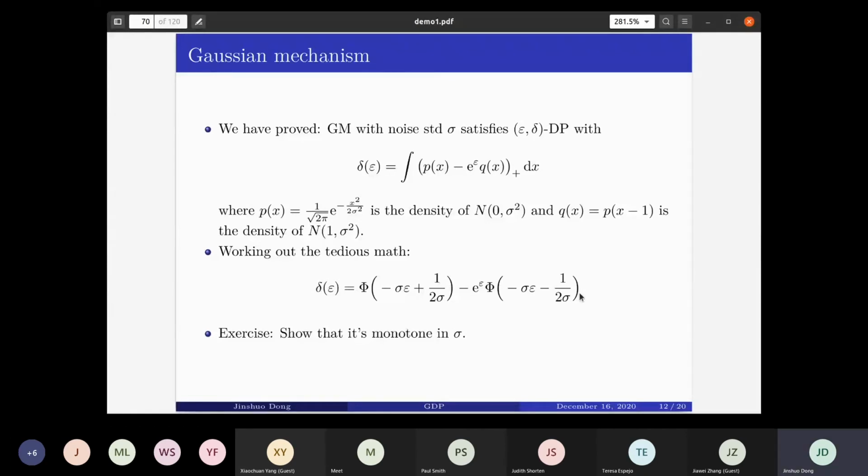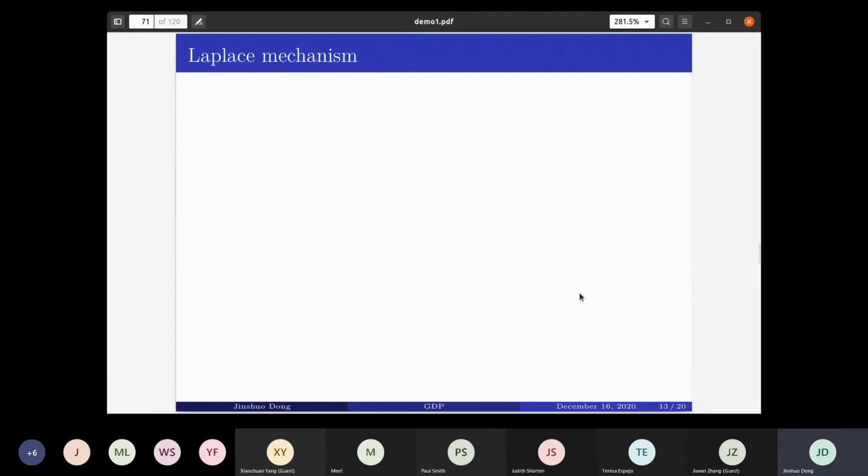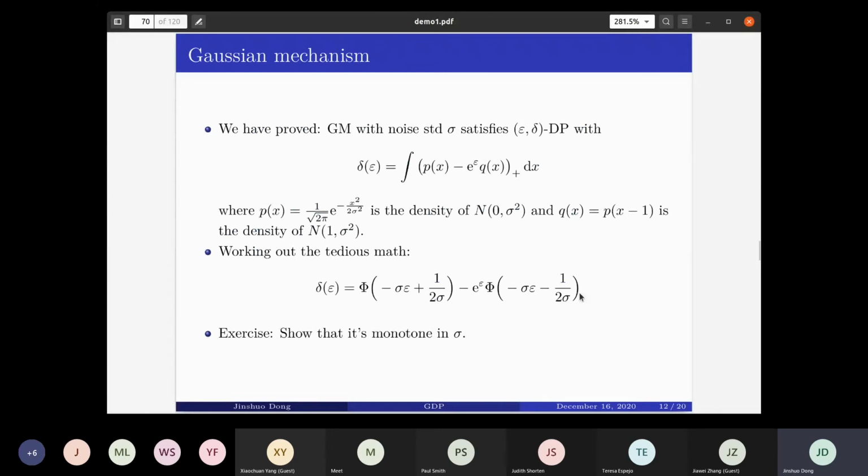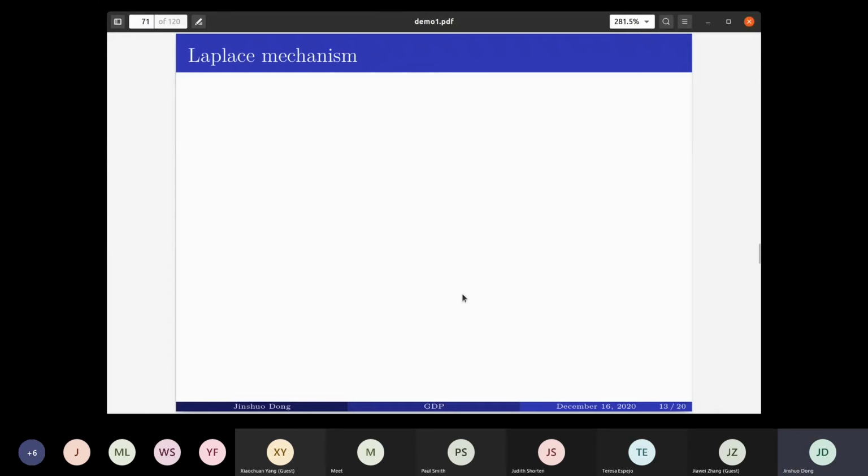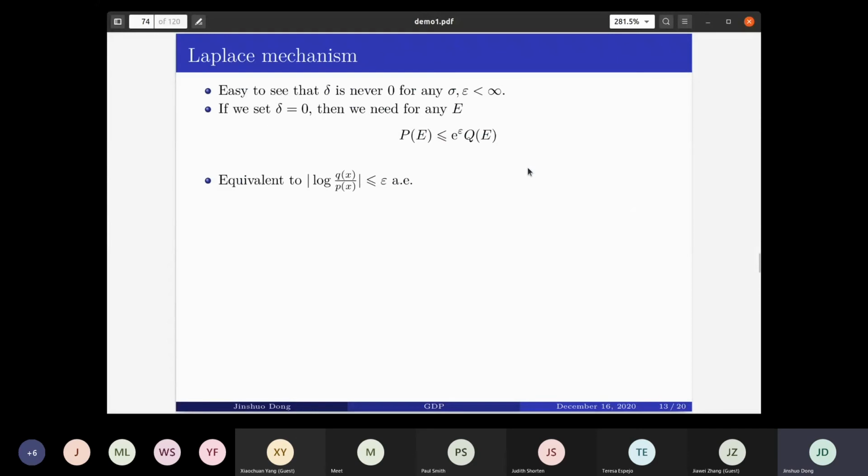I've shown you how to work with the definition and how to figure out the epsilon and delta. I hope there's no mystery about it. Next, we consider the Laplace mechanism. It's easy to see that delta is never zero for any sigma and epsilon. There's another easy way to figure it out. Suppose we can set delta to be zero, then what we need is this thing less than this thing, with no plus delta. And it's easy to see that that is equivalent to the density ratio being bounded by e to the epsilon, almost everywhere for x.